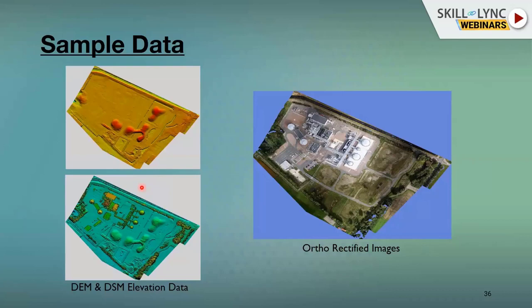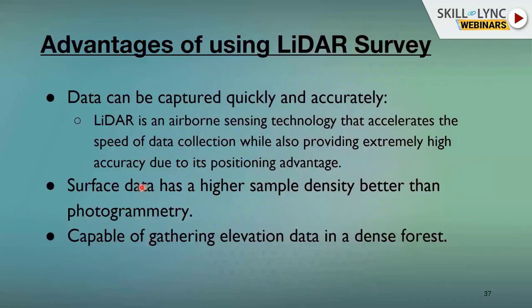There is another surface model called the digital terrain model. What is the difference between a digital terrain model and a digital elevation model? The digital terrain model is very similar, but I can use break lines to generate the surface model, which is called the digital terrain model. I can show you that step by step, with slopes, in the digital terrain model. So what are the advantages of using a LiDAR survey? Data can be captured quickly and accurately.